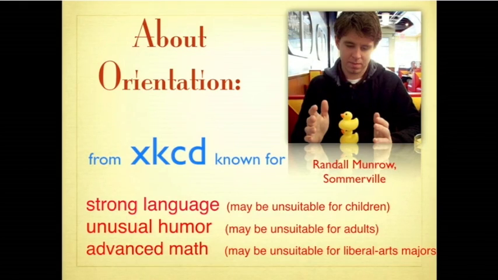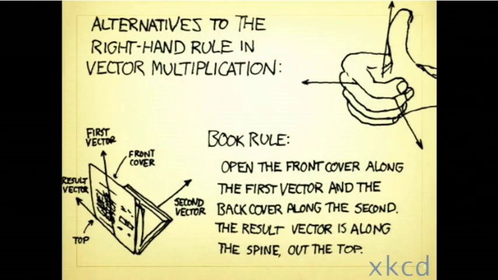One real champion for mathematics and physics is Randall Munroe, who has the comic xkcd. It's a little bit at the edge. I cannot show everything here, but it has strong language, unusual humor, and advanced math. He has this beautiful picture about using the cross product for finding the orientation.